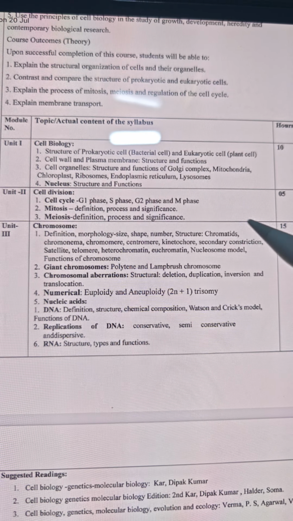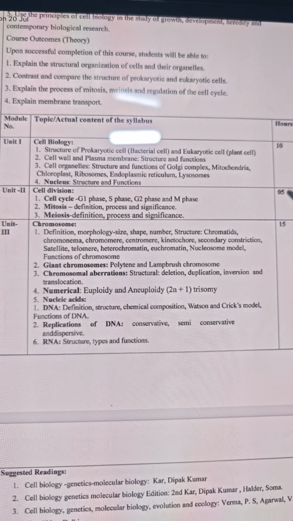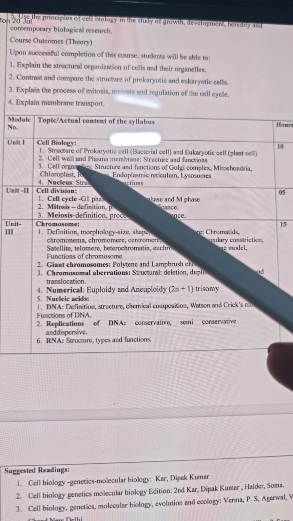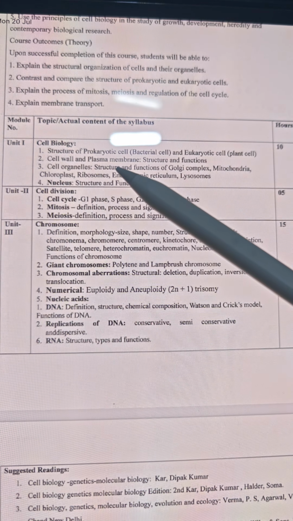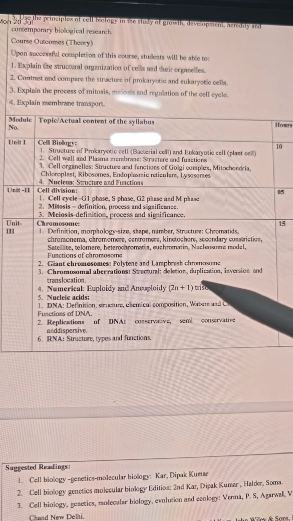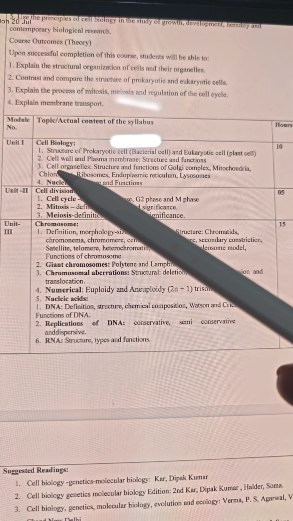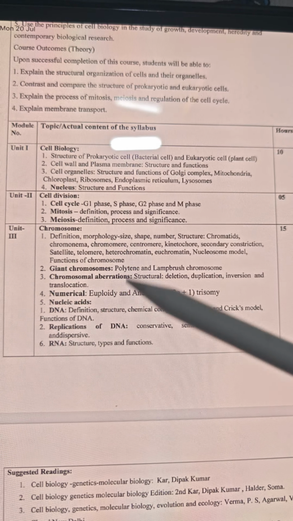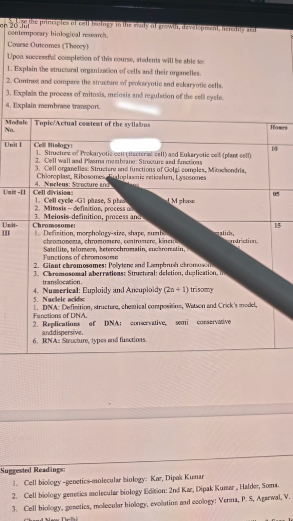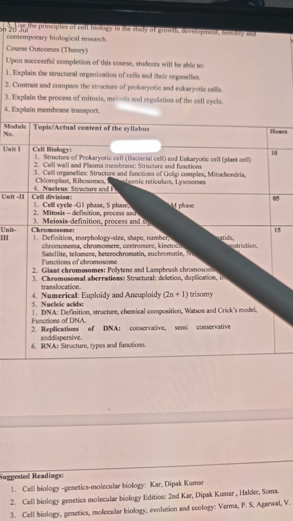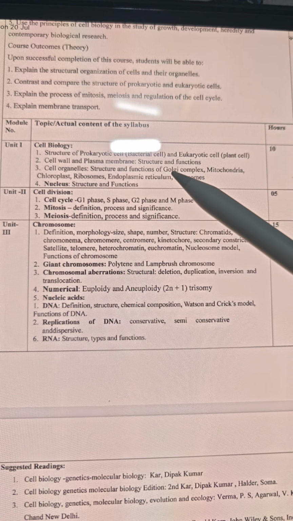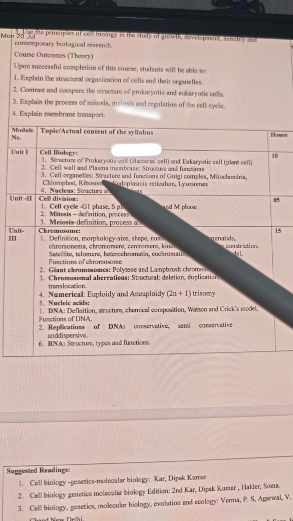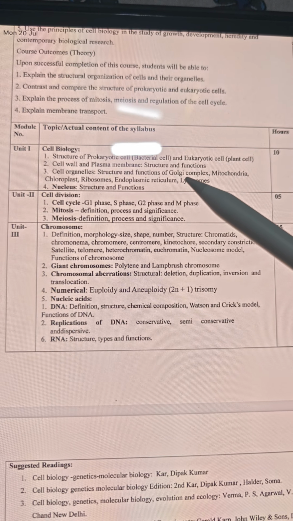As this is the simplest form of the structural and functional studies of the cell, we need to study the cell wall and the plasma membrane, which are the two layers which protect the cell. The third is cell organelles. Inside the cell there are different cell organelles, especially in the eukaryotic cell. These are the advanced cell organelles like Golgi complex, mitochondria, chloroplast, ribosome, endoplasmic reticulum, lysosome. We need to study their structure and function in detail.